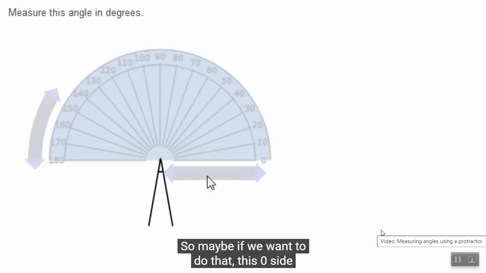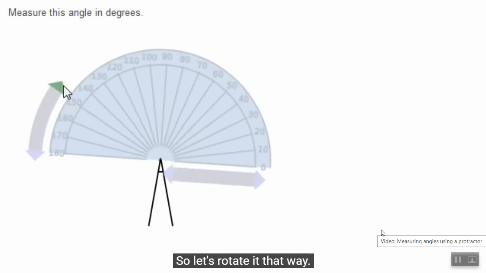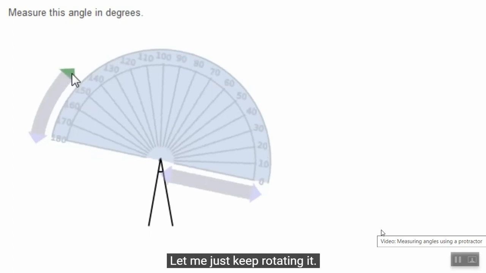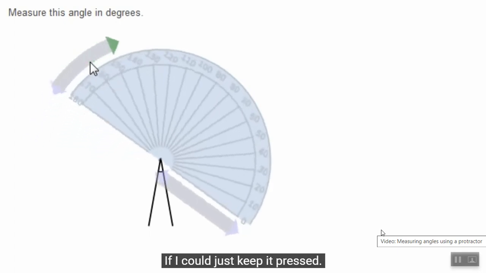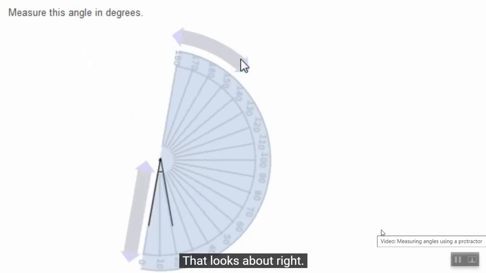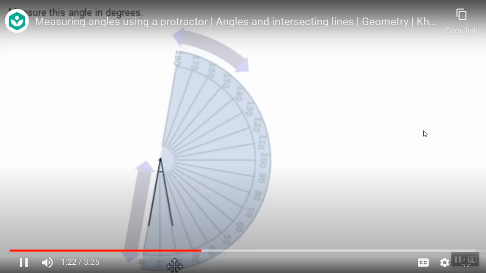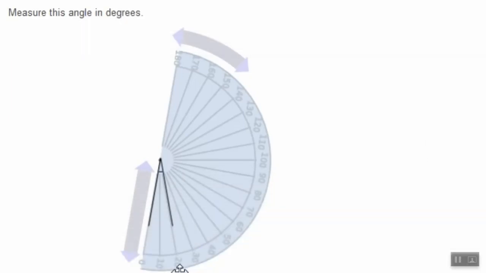So let's try to do that. This zero side should be at this side of the angle. So let's rotate it that way. Let me just keep rotating it. Oh, I could just keep it pressed. That's better. All right. That looks about right. So one side is at the zero mark, and my other side, if this was a ray, points to pretty close to the 20-degree mark. So I will type that in off the screen. You don't see that, and that is the right answer.